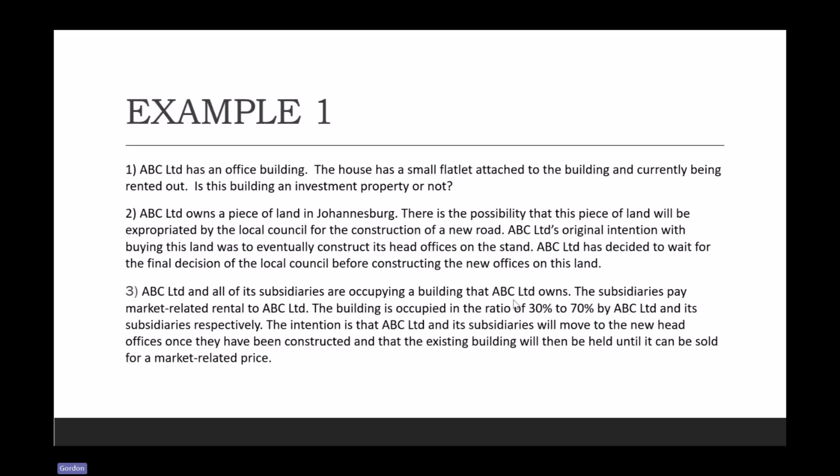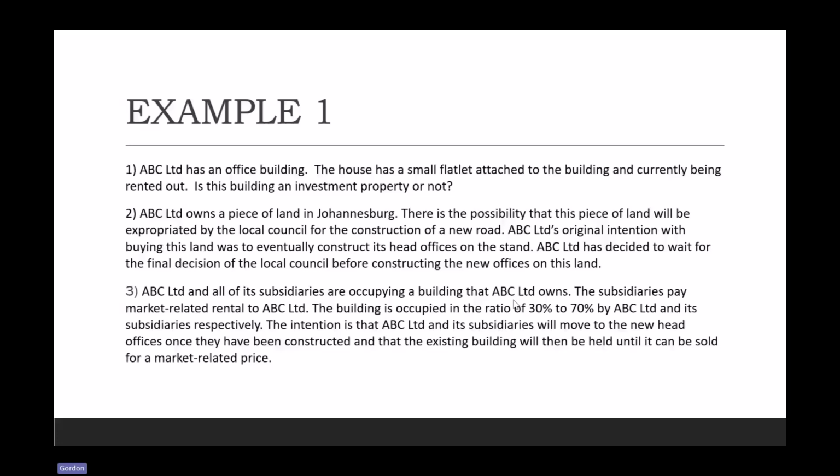But from a group perspective, this is not an investment property. It is an owner-occupied property. UNISA will always test you on this particular thing. Every single time it will come in your exams, where from a parent perspective, it is an investment property, but from a group perspective, it is owner occupied.